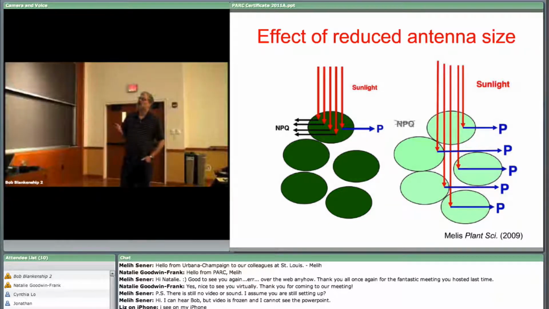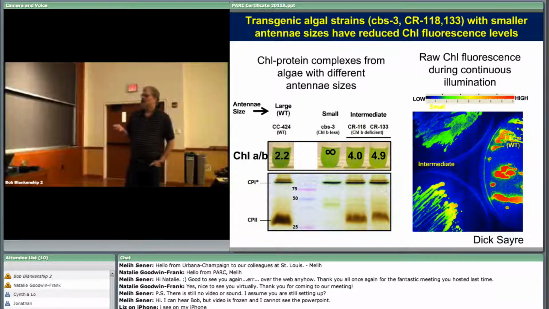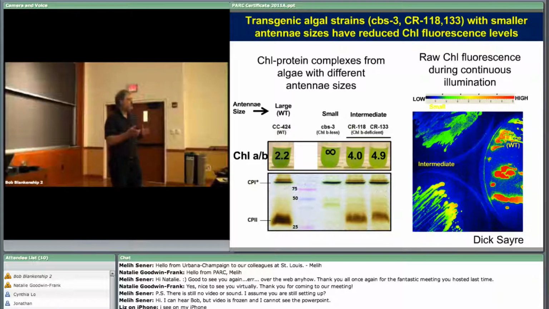We have two different projects going on here. I'll just mention one that's being done by Dick Sayre, who's one of our partners. What they've done is take algae with different antenna sizes, and the way they've done that is they've manipulated the amount of chlorophyll b, a technical detail. They're able to monitor this using fluorescence, and the claim they have made is that this significantly increases the efficiency of the algae.